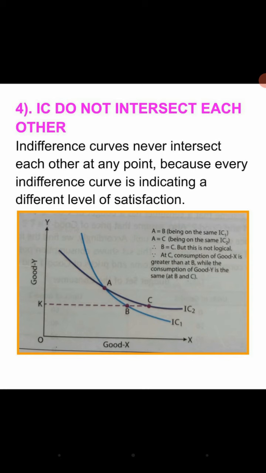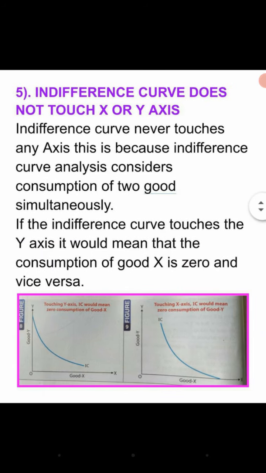Next feature: indifference curves do not intersect each other. If we talk about the indifference map, whether we draw 2 indifference curves, 10 indifference curves, or 20 indifference curves, no indifference curve intersects another. Why is it so? Because every indifference curve represents a different level of satisfaction, and whatever satisfaction we get from the combination of apples and oranges cannot be attained through the combination of a ball pen and a gel pen. So every indifference curve has a different level of satisfaction.